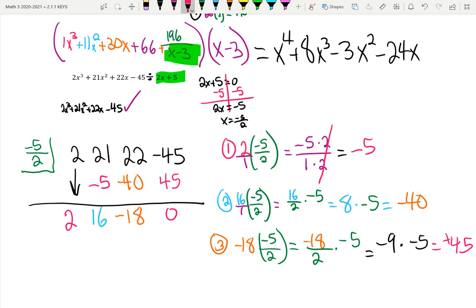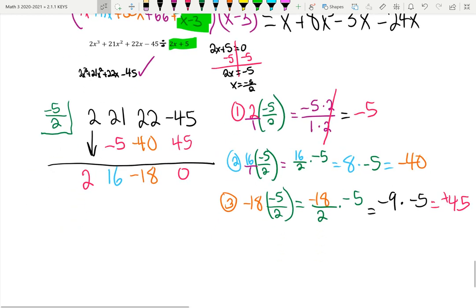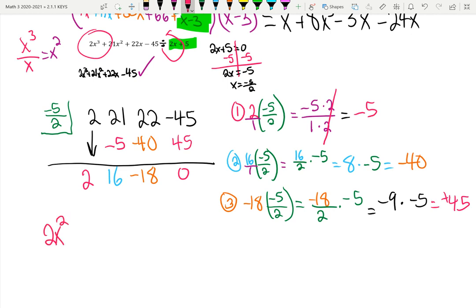Awesome. Let's go ahead and interpret what our result is. Look at your leading coefficients. I had x to the third, and I'm dividing it by 2x. X to the third divided by x is going to be x squared. So I hope you can understand why it is going to be 2x squared after the division.